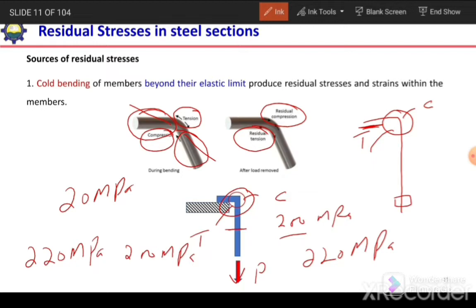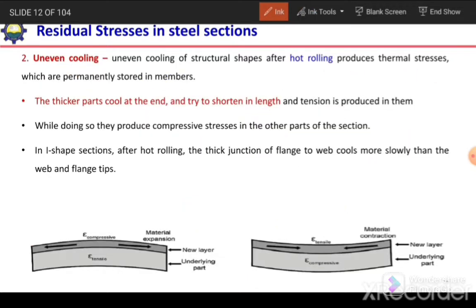So the actual stress at this portion, at the bend part, will be higher than the applied stress, and that is because of residual stresses. The next is uneven cooling. Uneven cooling of structural shapes after hot rolling produces thermal stresses which are permanently stored in the member.